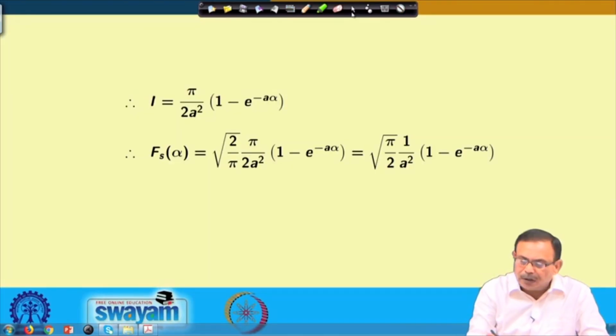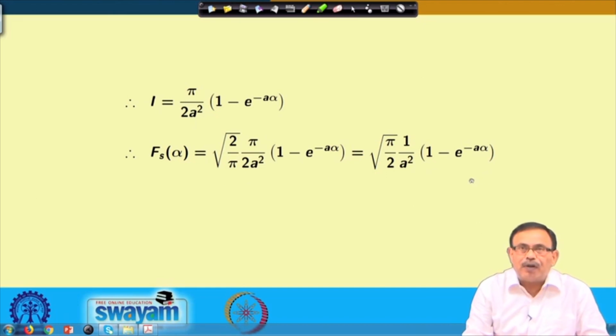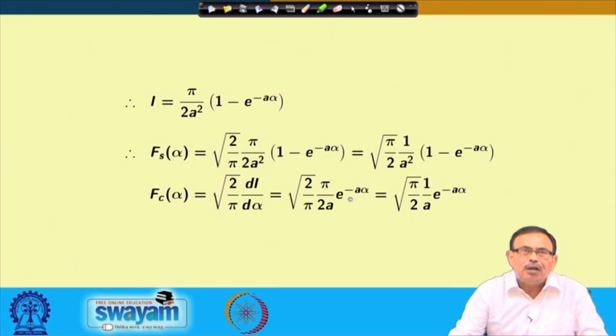So, for this part, I obtain the Fourier sine transform of the function as this. So, from here I am writing Fourier cosine transform of alpha is root over 2 by pi into d I d alpha, because d I d alpha is nothing but 0 to infinity cos of alpha x by x square plus a square into dx. So, this d I d alpha I know, from this I can find out d I d alpha, and I am substituting the value of this as root pi by 2 into 1 by a into e power minus a alpha. So, by this way, for evaluation of the integrals also, I can use the Fourier transform, Fourier cosine transform, Fourier sine transform and various properties of these transforms.